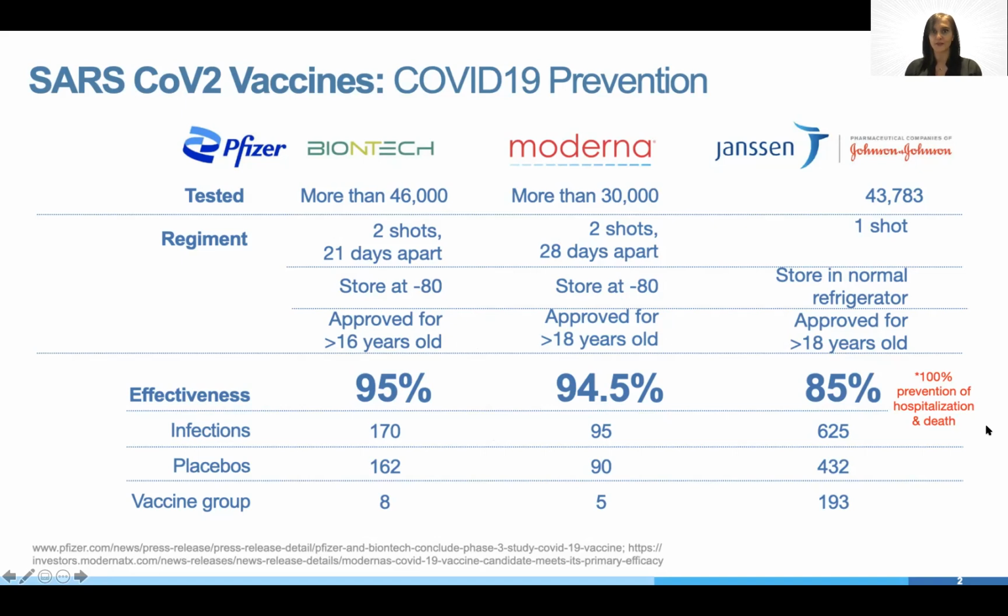100% prevention of death when you get the J&J, the Moderna, and the Pfizer BioNTech vaccines. There is almost no difference in the amount of protection here. Yes, the J&J vaccine was showing that it was 85% effective, but honestly, it was also tested in South Africa and Brazil when there were much more dangerous variants at play.